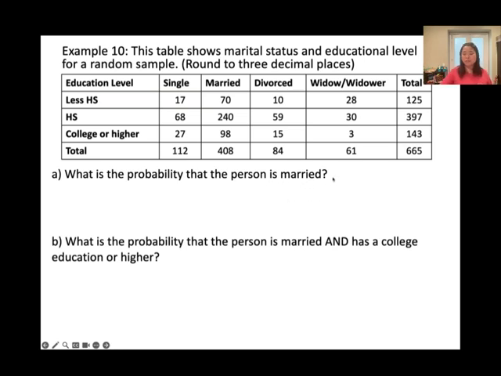First, let the event A be married, and then write it down. Probability of A equals how many of them are married? 408. Okay, so 408 over the grand total, 665. Use your calculator, to 3 decimal places.